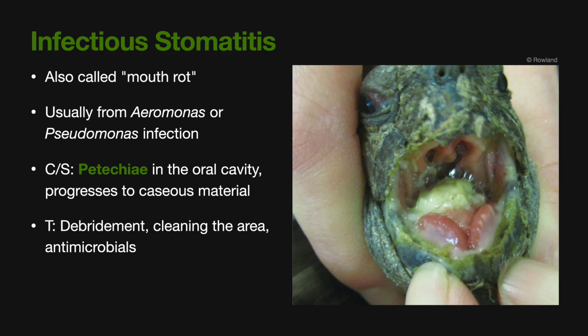Infectious stomatitis, which is also known as mouth rot, is usually caused by Aeromonas or Pseudomonas infections. Clinical signs include petechiae in the oral cavity that may progress to caseous or cheese-like material. Treatment involves debridement, cleaning the area, and antimicrobials.